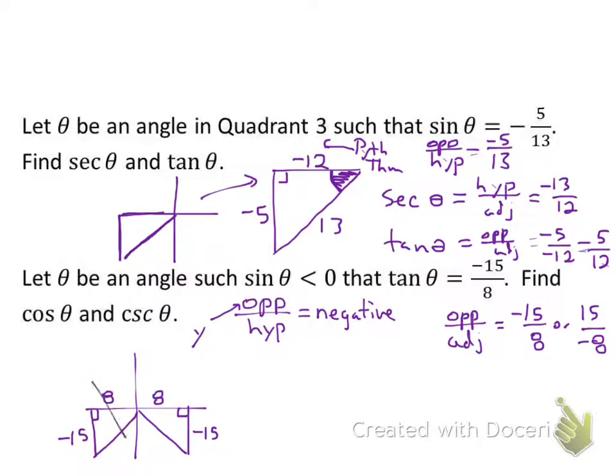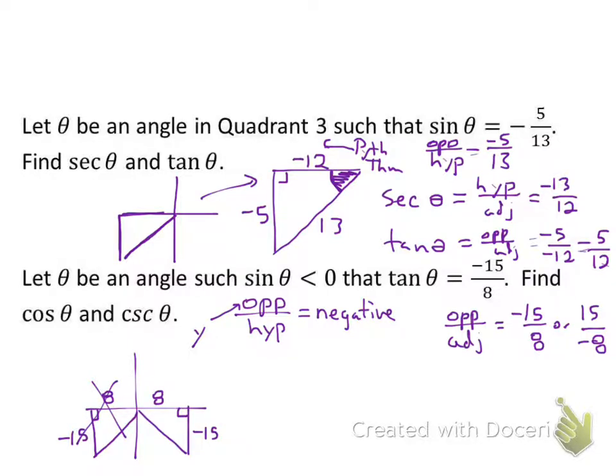So that's out. Now if I looked at negative or positive 15 over negative 8, that one's not going to work either, because if it's positive 15 in either of those scenarios, it's not when sine is negative. So we're going to stick with quadrant 4.